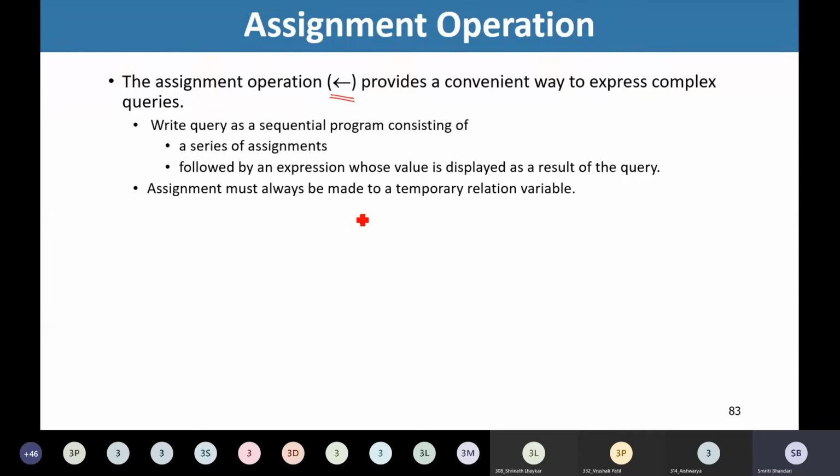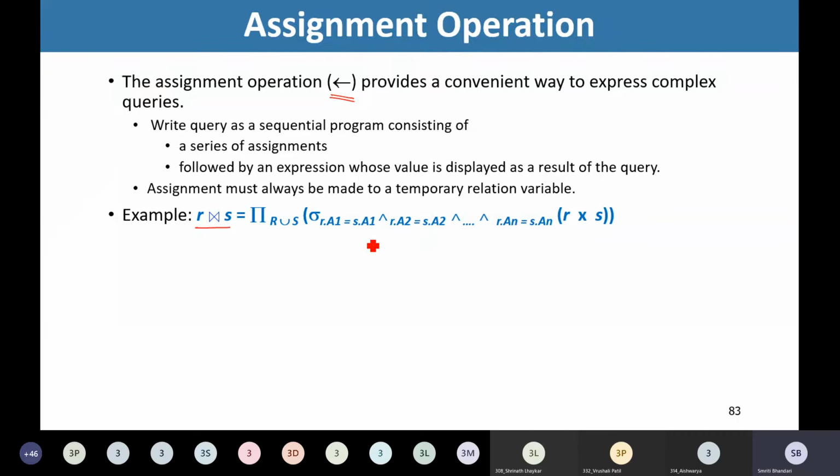Okay, and this assignment should always be made to a temporary relation variable. So what do we mean by that? Let us see one example. We have seen the natural join operation, R natural join S, and this R natural join S is actually represented as a series of relational algebra operations like this. So this query is actually a complex query.